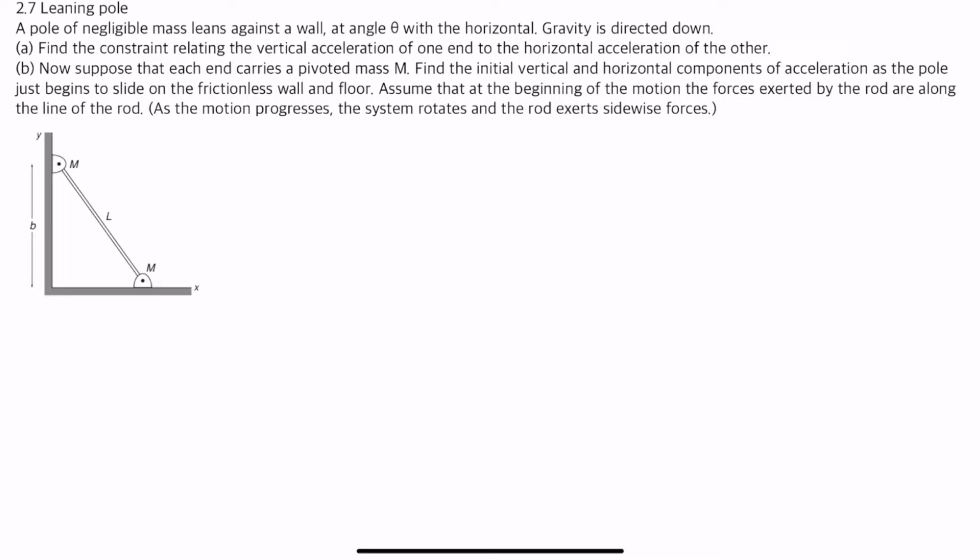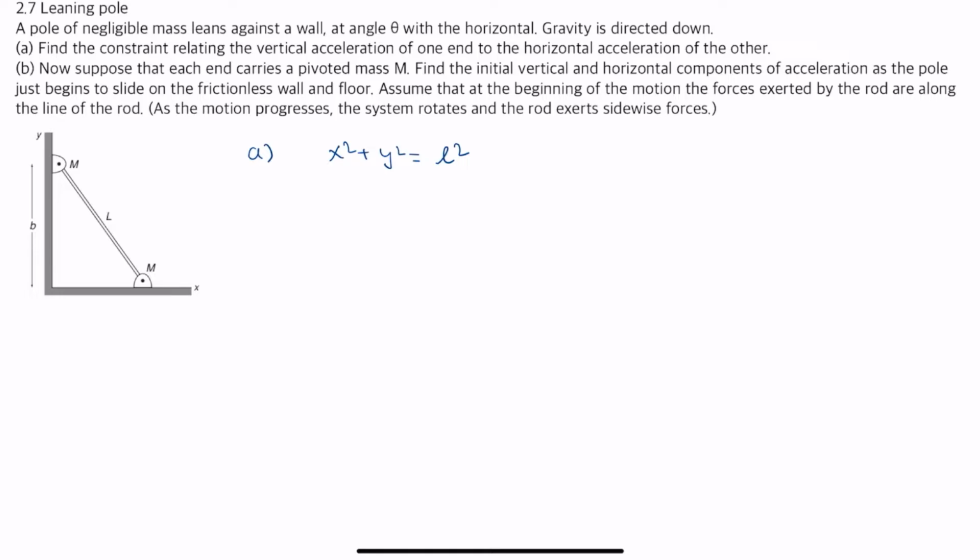So what I want is, first of all, to find a constraint relating the vertical acceleration of one end and the horizontal acceleration of the other end. Essentially the equation would be x squared plus y squared equals L squared. By Pythagoras theorem, at any moment, whatever the values of x and y, this relation will always hold.